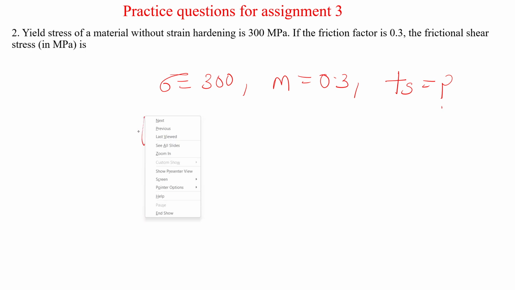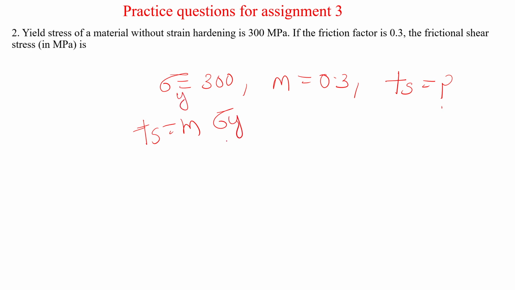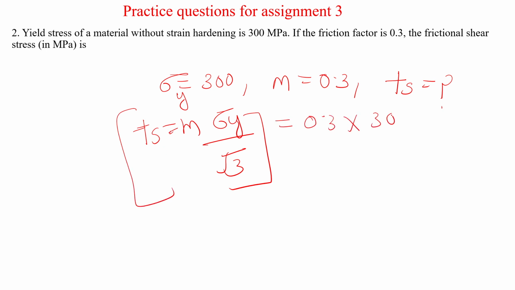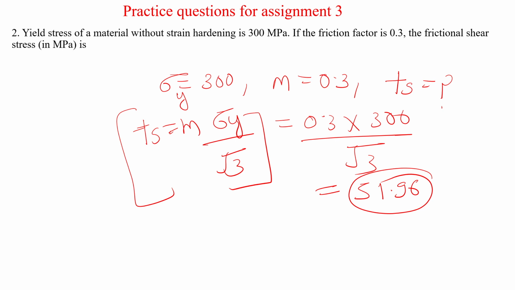51.96. Yes, because tau s is equal to what? m sigma y upon root 3, simple, na? Then m is 0.3, sigma y is 300, and upon root 3, the answer will be 51.96 something, right?